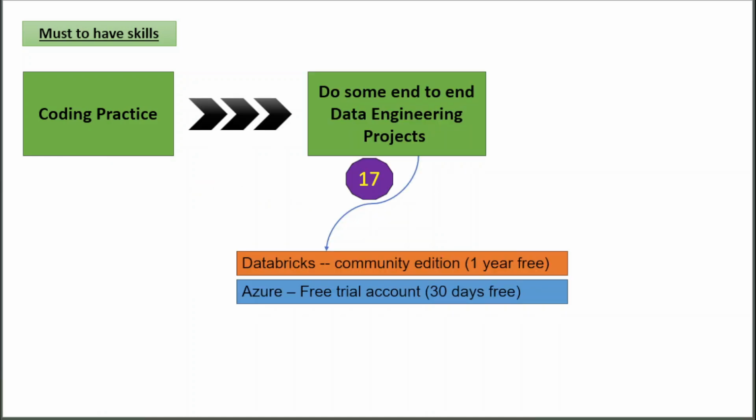Point number 17 is the last topic of our must-have skills, and this is about creating an end-to-end data engineering project. You need to create at least one project before applying for jobs. You don't need to pay for any license for any of the platforms. Databricks is giving a 1 year free Community Edition. You can create that account. Also, you can create an Azure free trial account, which will be for 30 days, but 30 days will be enough for one end-to-end project at least. So make use of these two things, and using them, you can create your end-to-end data engineering project. You can also utilize other open source tools and technologies available on the internet, but I think these two are sufficient for creating any basic project on data engineering.